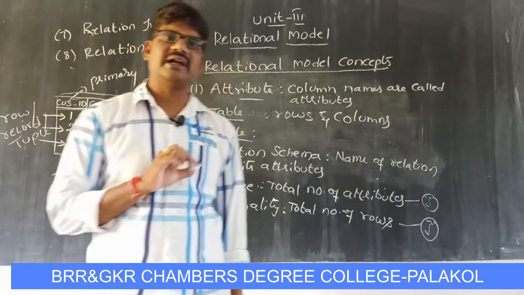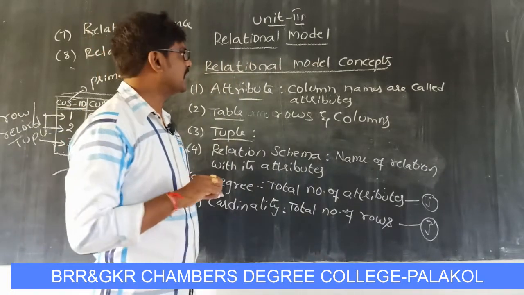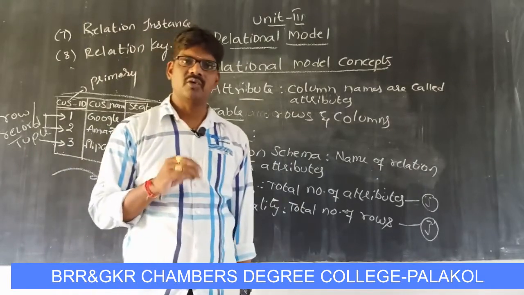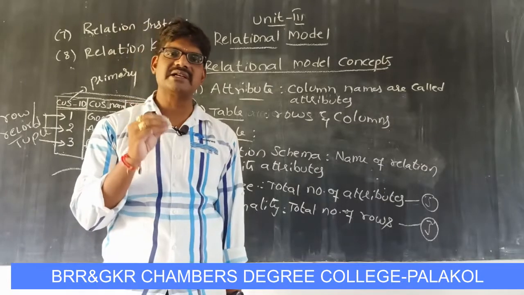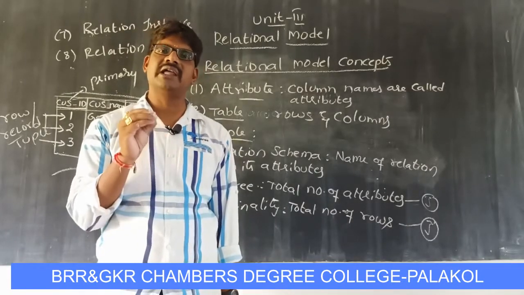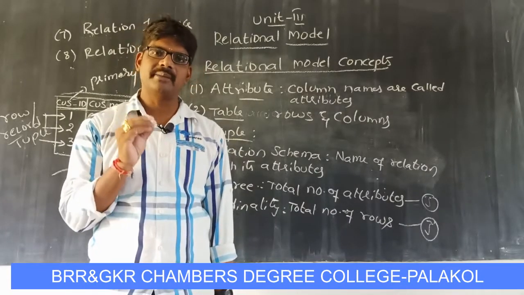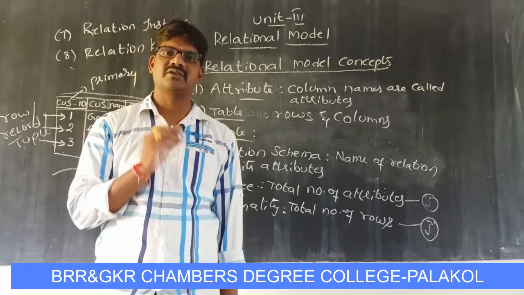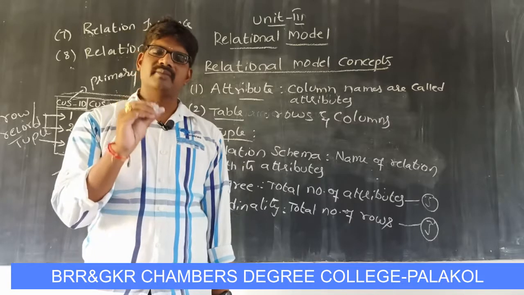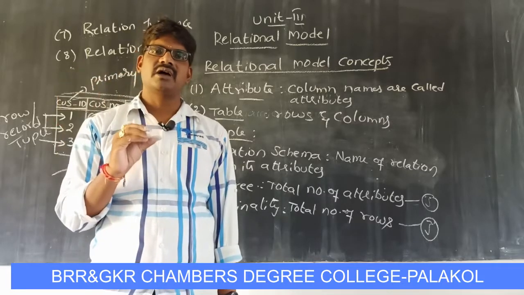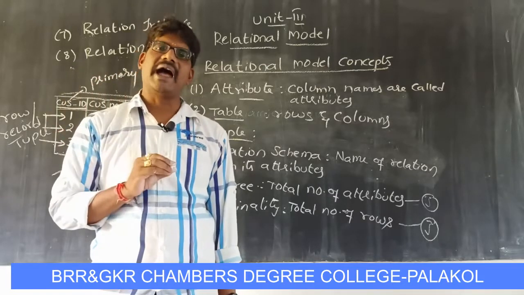So this is the introduction to the relational model. What does the relational model mean? The data is presented in the form of tables. The table has two properties: one is the rows and another one is the columns. The column names we call attributes.